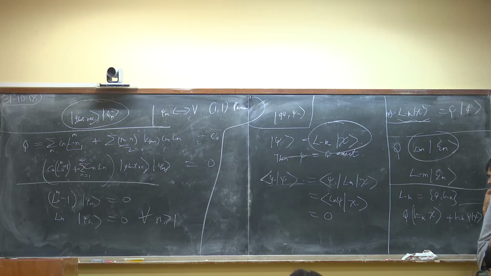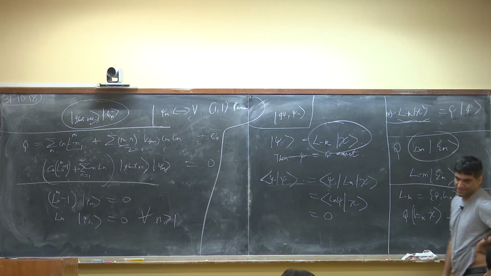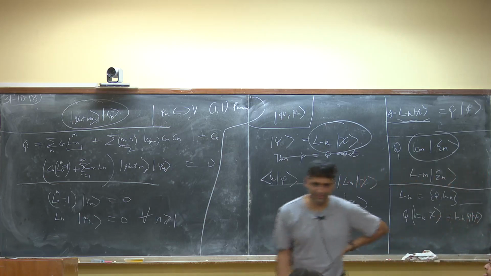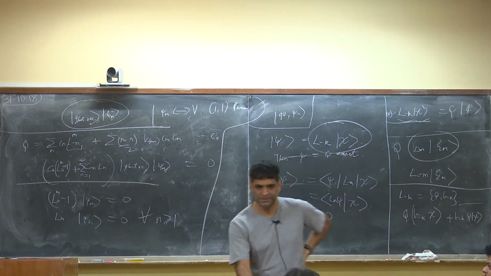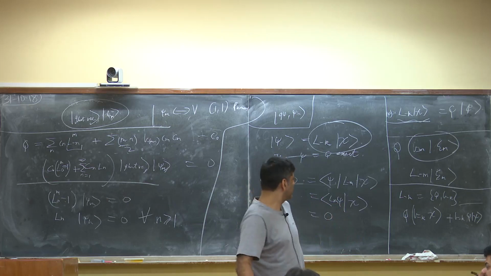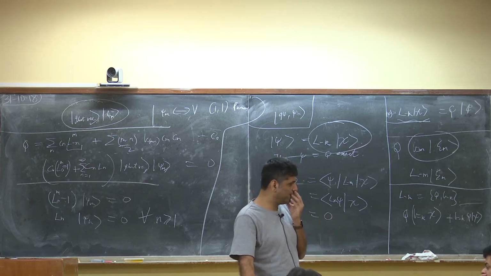But you are looking at states only in this class. For Q, these are Q-closed states. Well, yes, if it is Q on something, it will automatically be Q-closed, right? Because if it's Q on something, then Q squared is equal to 0. We just want to show that things of this form are Q-closed.